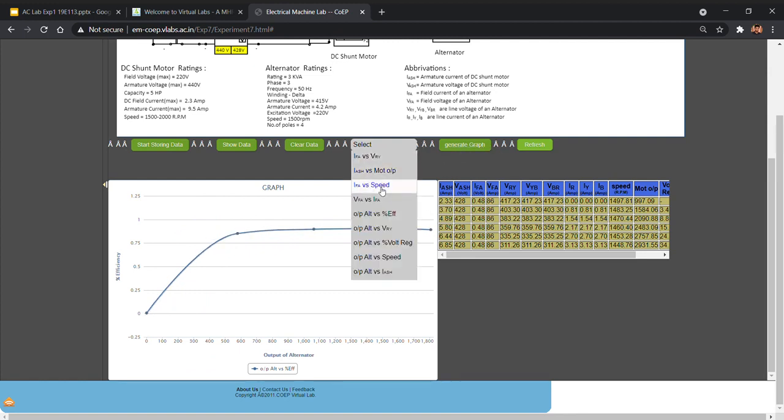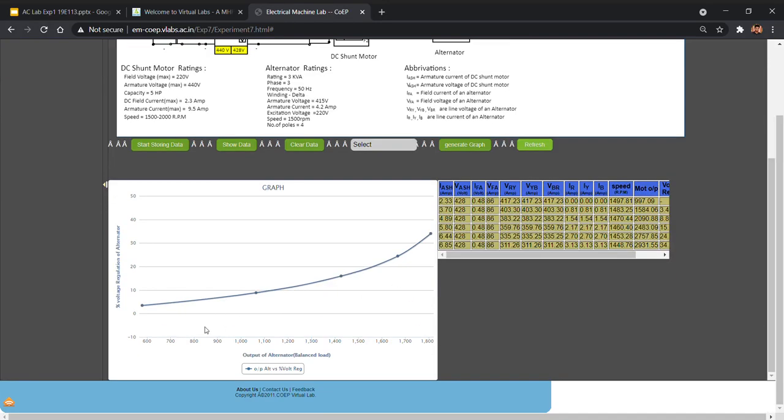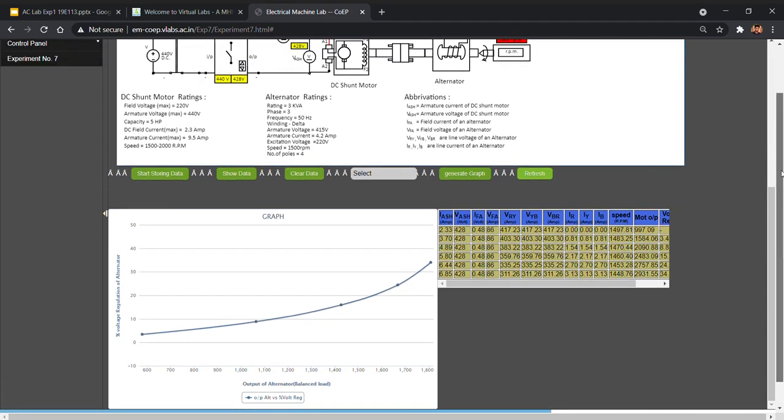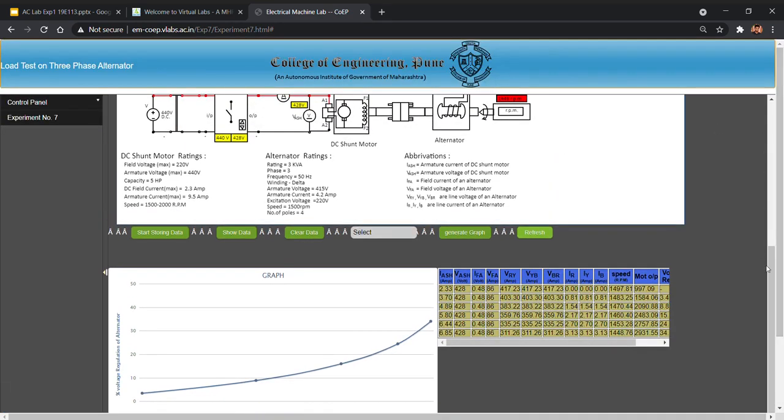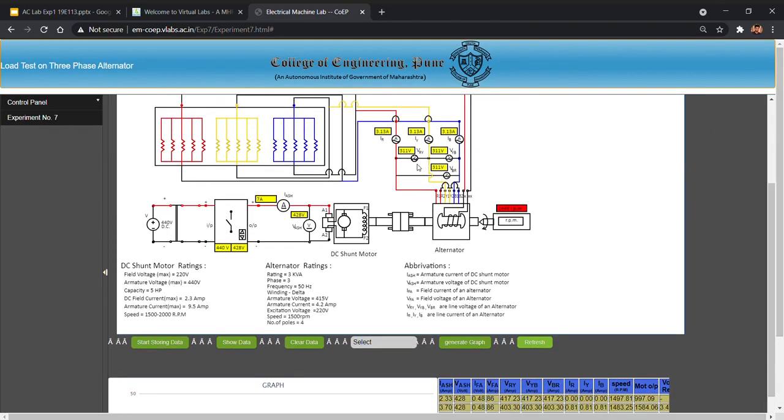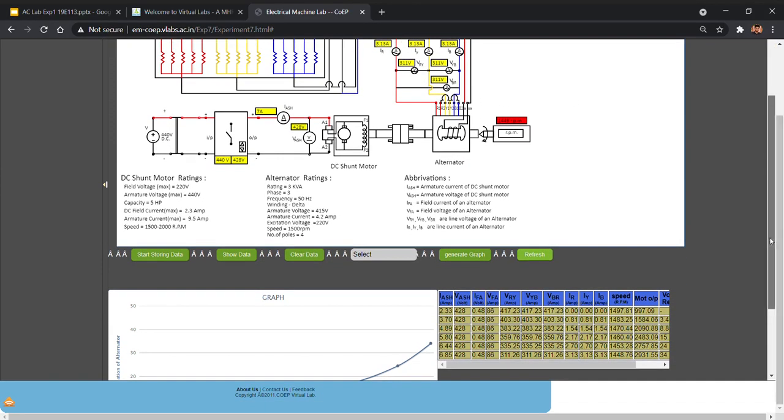Now let us see the graph for output versus voltage regulation. So we can see as the load increases, the voltage regulation is also increasing. This is because at no load the voltage is the no load voltage, while as we increase the loads, the terminal voltage becomes lesser than the no load voltage. If we look here, the no load voltage is 417 volts in the beginning. Now it has decreased to 311 volts. So this is called voltage regulation.